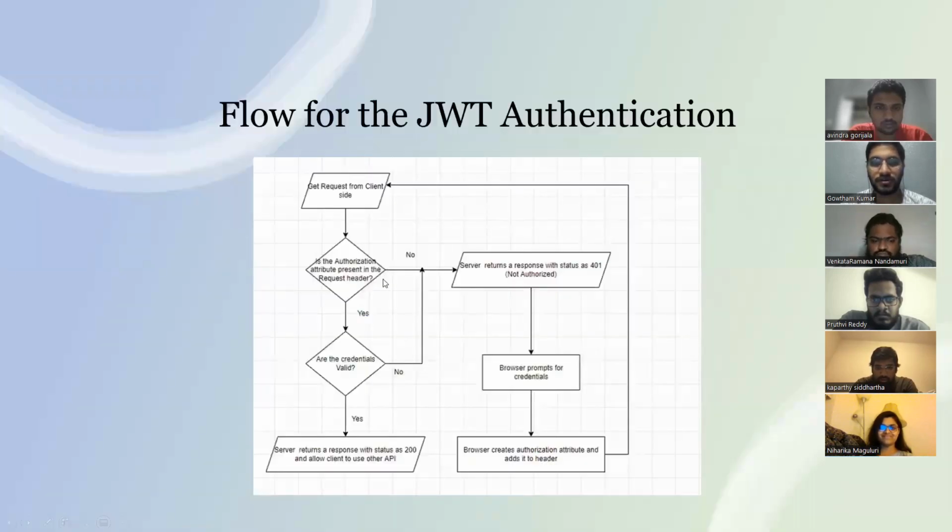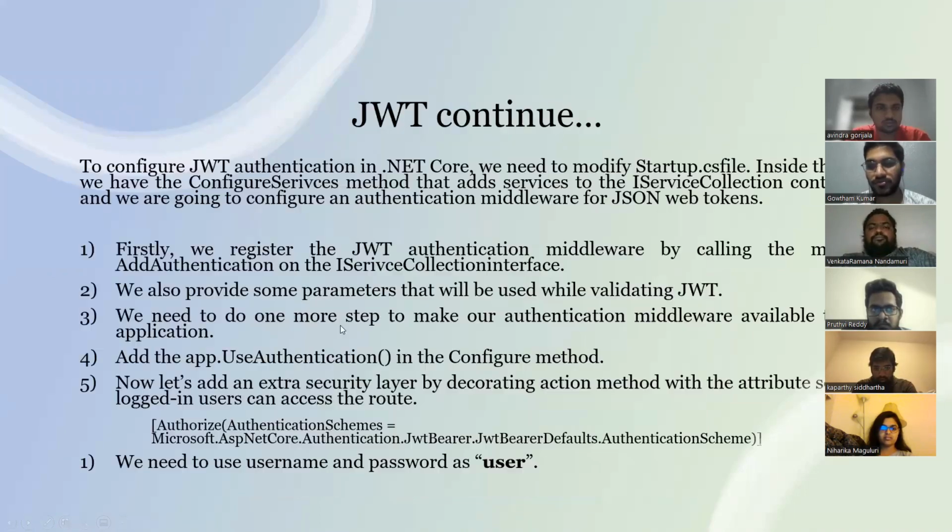So here is the general flow of the authentication. First the client request will be calling, and if there is an authentication like a proper JWT token, then it will call, or we need to provide the username and password here. If the credentials are valid, then it will return the success message, and we can access the client APIs. If the authorization is not valid, then it will return an error, and the browser prompts for the credentials. So again, we need to give credentials and connect again. So this is the general flow.